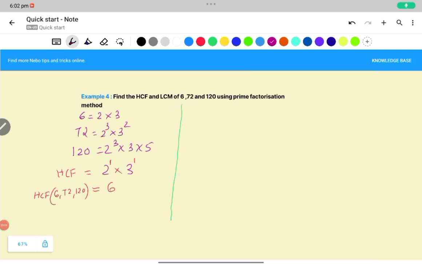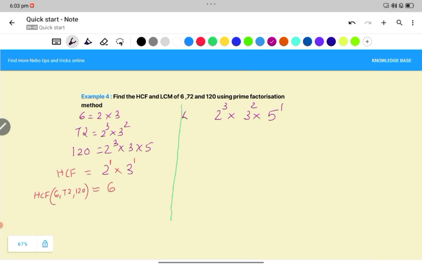Next, we have to find the LCM of 6, 72 and 120. For this, we have to identify all the prime factors in the given numbers. So, here the prime factors are 2, 3 and 5. Then next we have to select the highest power of 2, 3 and 5. Here the highest power of 2 is 3. Then highest power of 3 is 2. Highest power of 5 is 1. Then multiply to find the LCM.